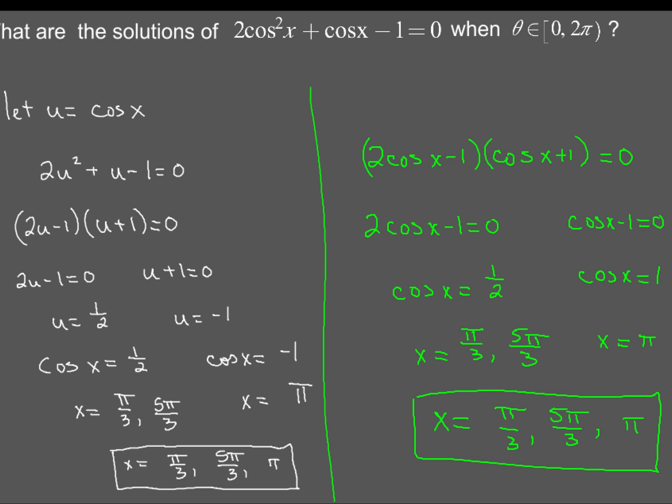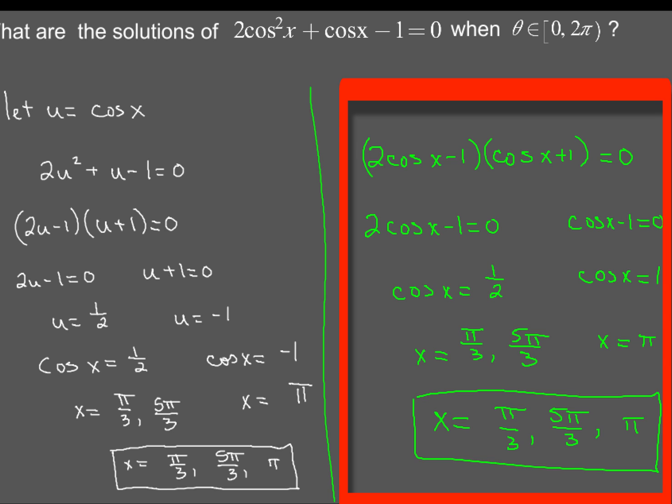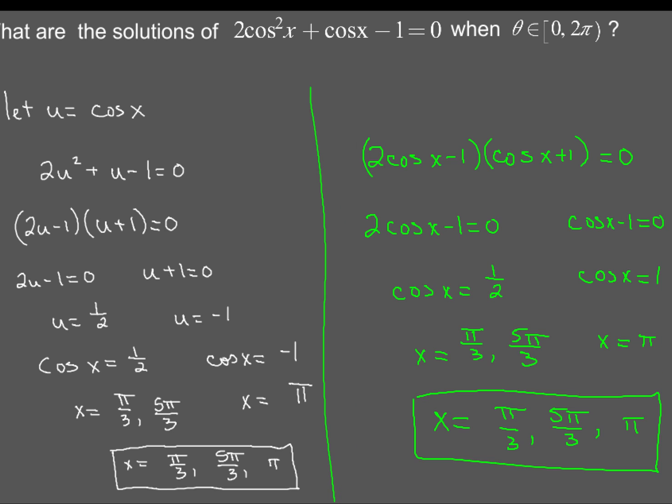Now if you saw how to factor that right off the bat, then you didn't need to use u substitution, and you could just go ahead and factor it to 2 cosine x minus 1, cosine x plus 1, set each factor equal to 0, and solve, and you would end up with the same 3 solutions. Either technique will work, and whichever one you choose, just make sure that your work is nice, neat, and organized. You want to keep your work like this so that it's easy for someone to read.